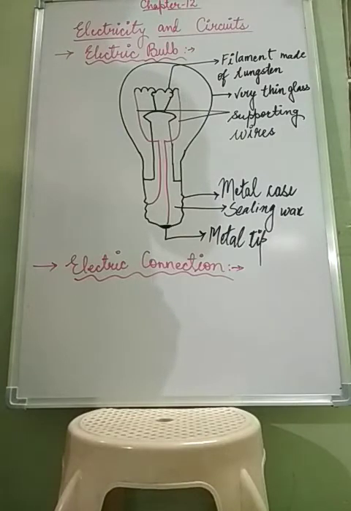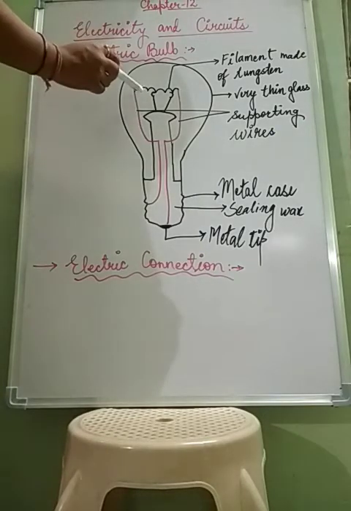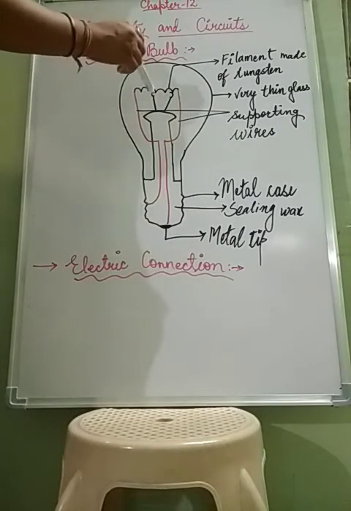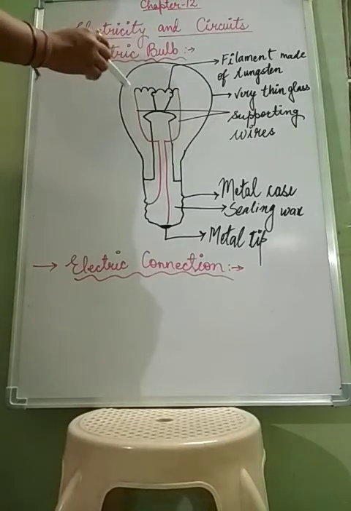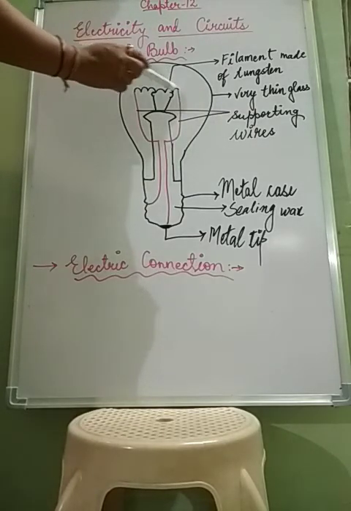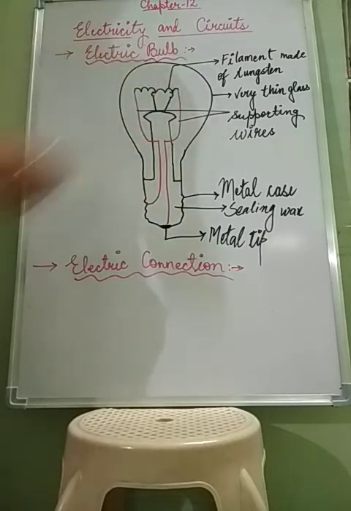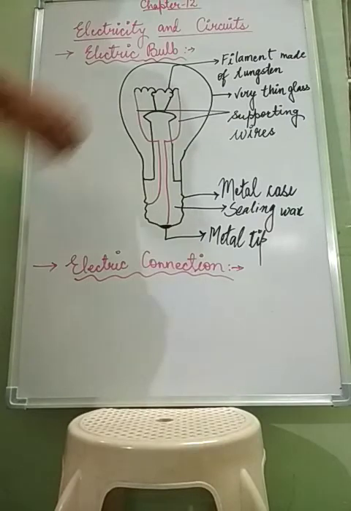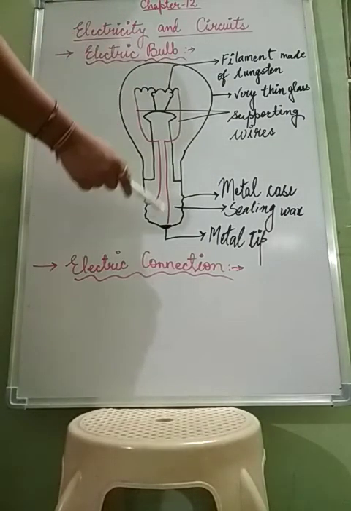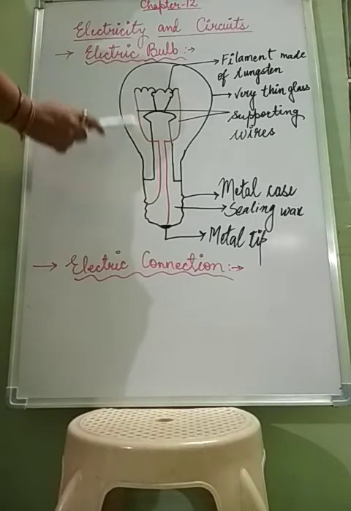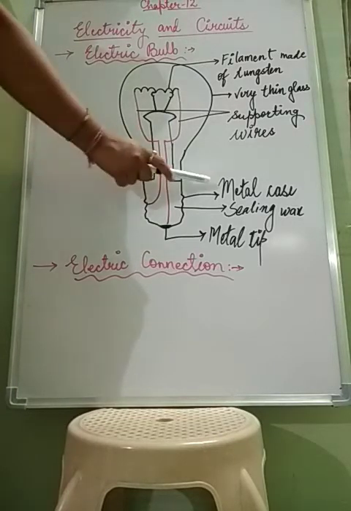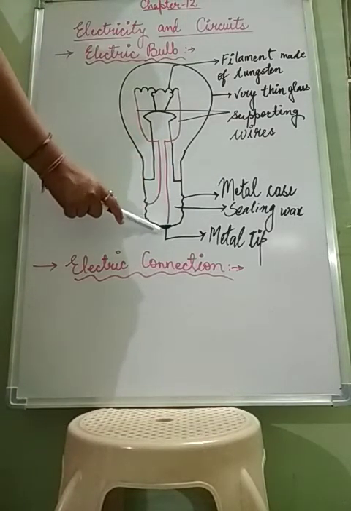Now this tungsten wire is twisted. You can see here, they are twisted to form a tight coil. As this wire is thin, long and heavy. Now this wire is very thin as well as long, coiled, and heavy also. So these are supported on two thick wires that are known as supporting wires. One of the supporting wires is connected to the metal tip, and another one is connected to the metal case. You can see over here, this is the metal case and this is the metal tip.